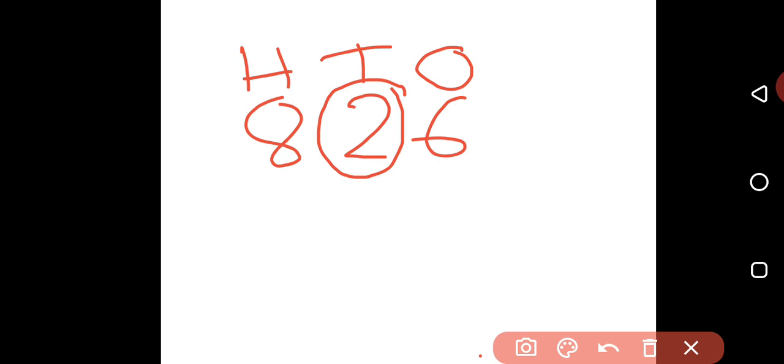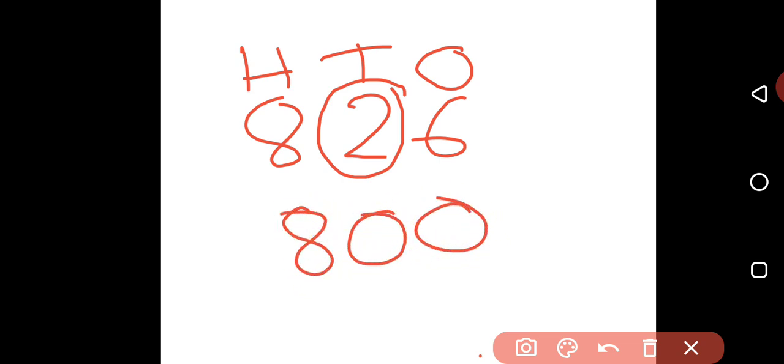So what will happen? If the digit in the tens place is 4 or less, then place 0 at the tens and ones place. Fine. So the result will be this. Have we understood this one? Yes or no? Yes. Fine.